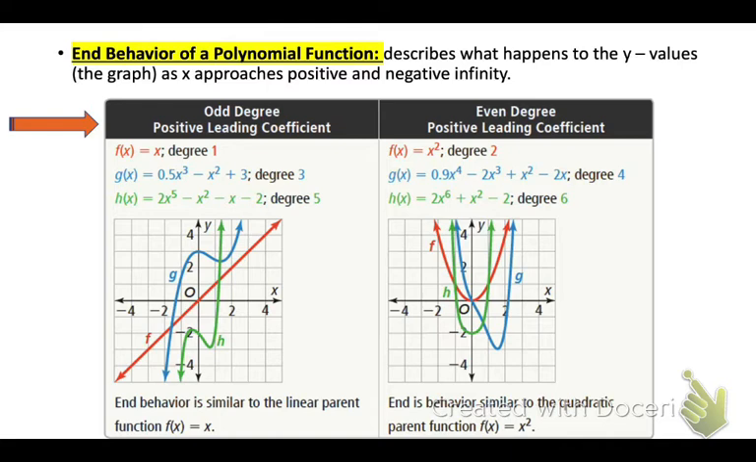End behavior of a polynomial. You can write this first part. End behavior of a polynomial function describes what happens to the y values as x approaches positive and negative infinity. Only. Cut and dry. It's what's happening over to the left and what's happening over to the right. That's all it is. Nothing else. It tells me where it starts and where it stops and nothing about what happens in the middle. Clear?